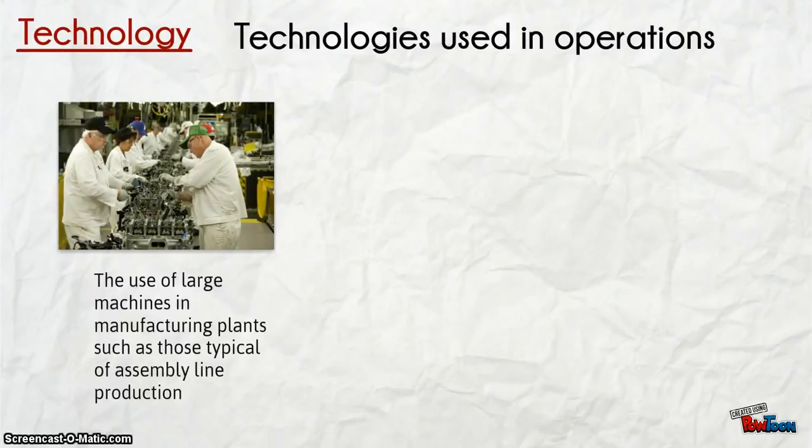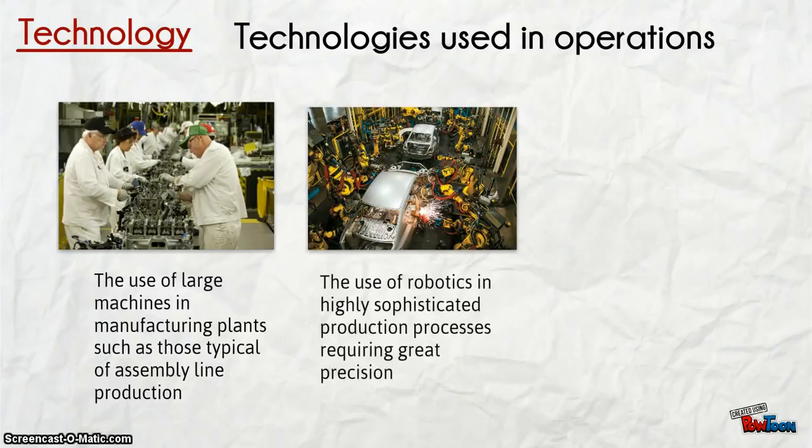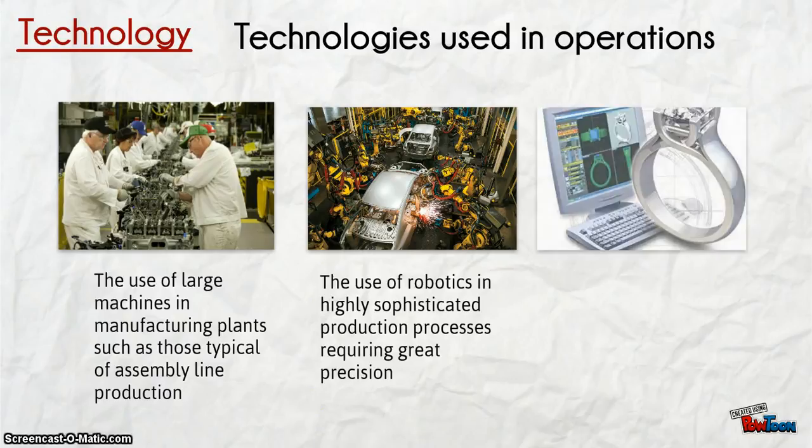Now, these are the technologies used in operations. As you can see up here, there's the use of large machines in manufacturing plants, such as those typical of assembly line production. This has enabled really streamlined processes which have reduced cost and allowed specialization of jobs. You have the use of robotics in highly sophisticated production processes. These require great precision, and once again, they can be standardized to a product so that the company is achieving economies of scale, and they're really precise and take out the human element of mistakes.